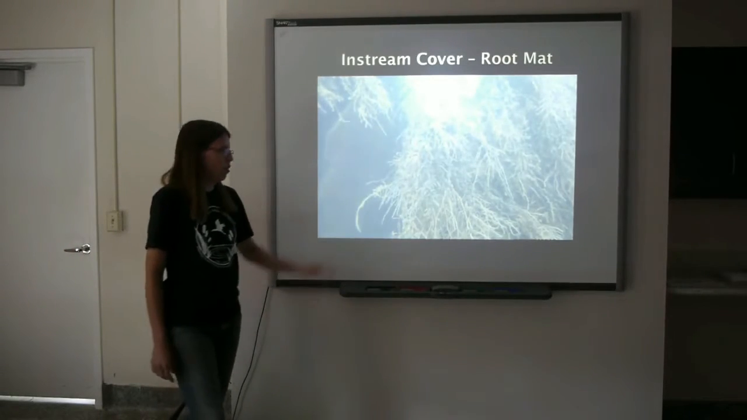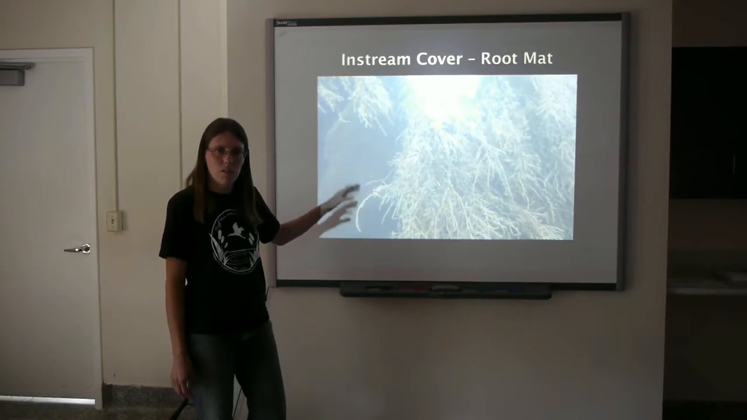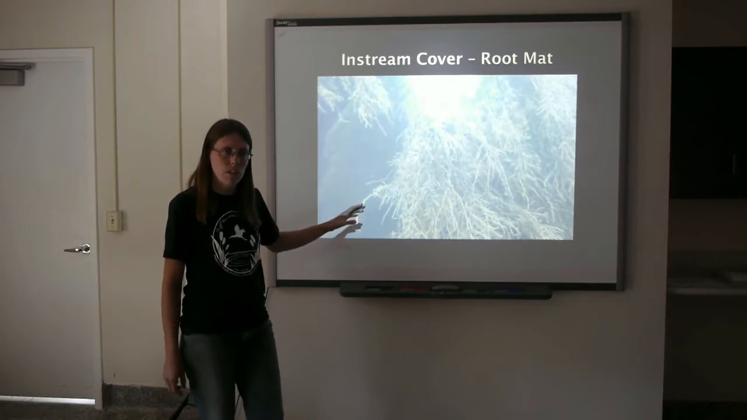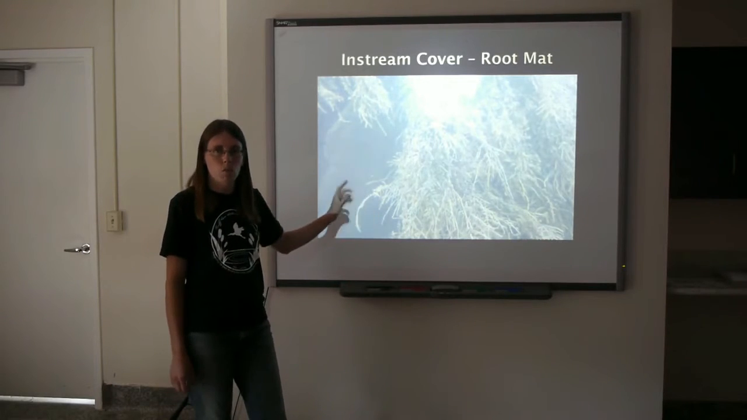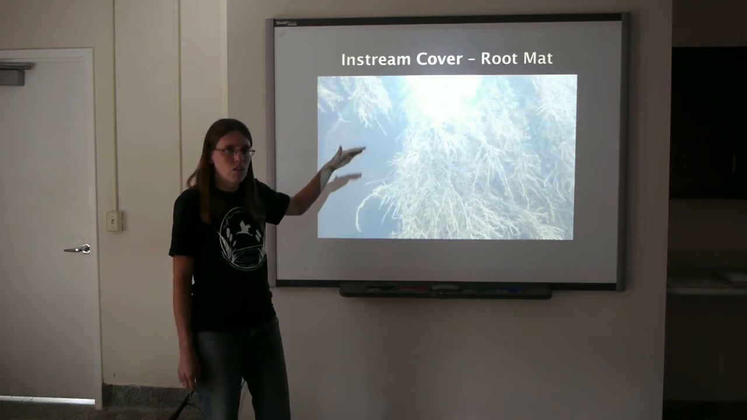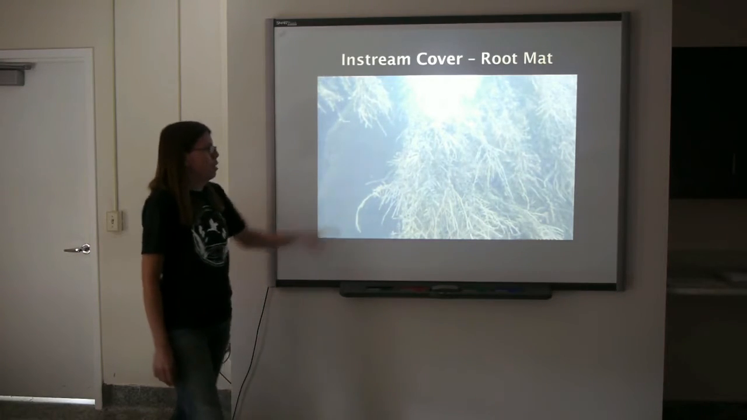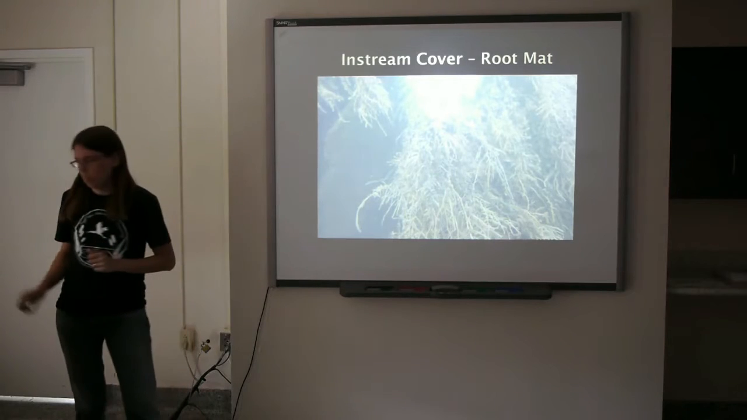Root mats, this is sort of your nursery in the stream. This is where the macroinvertebrates hang out. This is where you're going to find the crayfish. This is where you'll find lots of small fish. This is a very sheltered environment, usually right along the edge of a creek. This is a good place to find a lot of your smaller species.